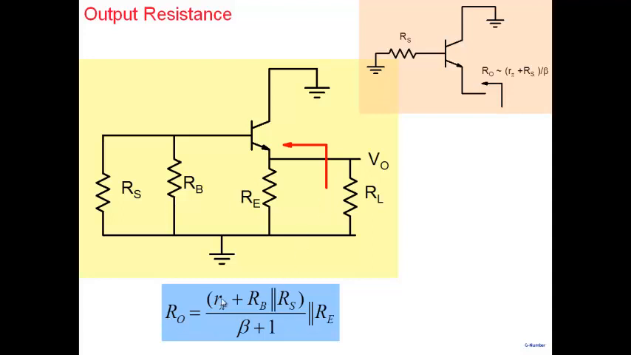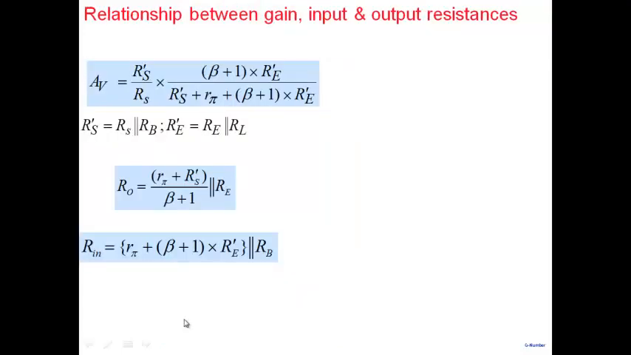And as I've been saying, it is this resistance which is small here: R pi plus RB parallel RS, and the whole thing gets divided by beta, which is a large quantity. So this resistance is small, and even though Re may be large, this is what makes R naught smaller.